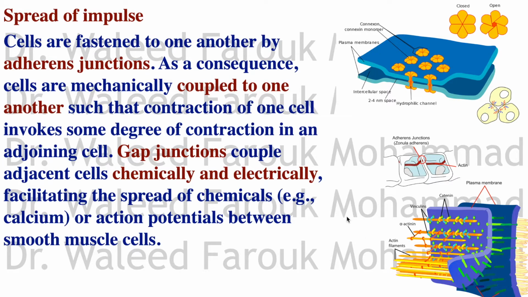The other type of junctions are present to make sure that the spread of impulse is as rapid as possible. These are called gap junctions, made up of units called connexins, and they ensure that the adjacent cells are coupled chemically and electrically. So it facilitates the spread of chemicals such as calcium, for example, and the action potentials between the smooth muscle cells.